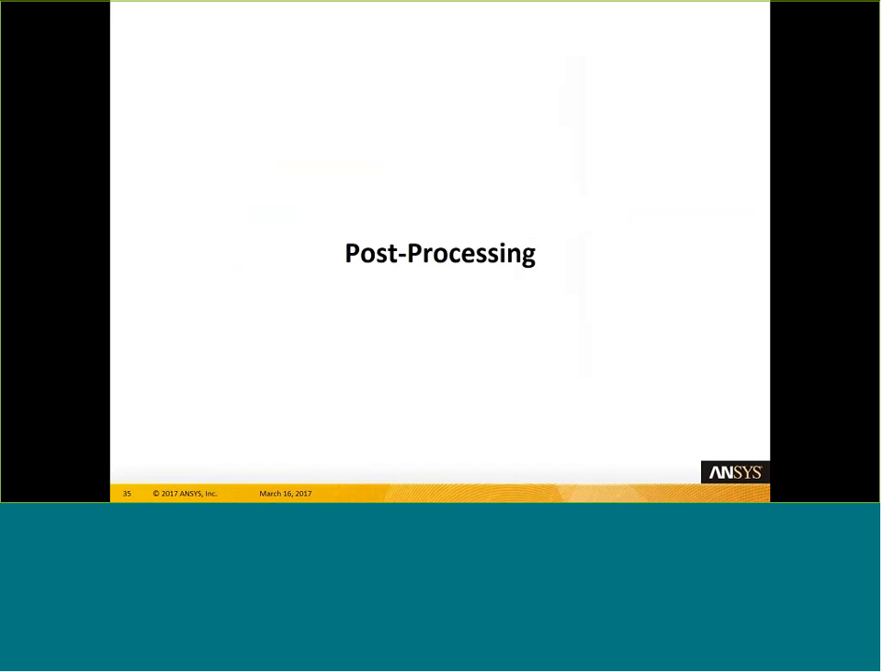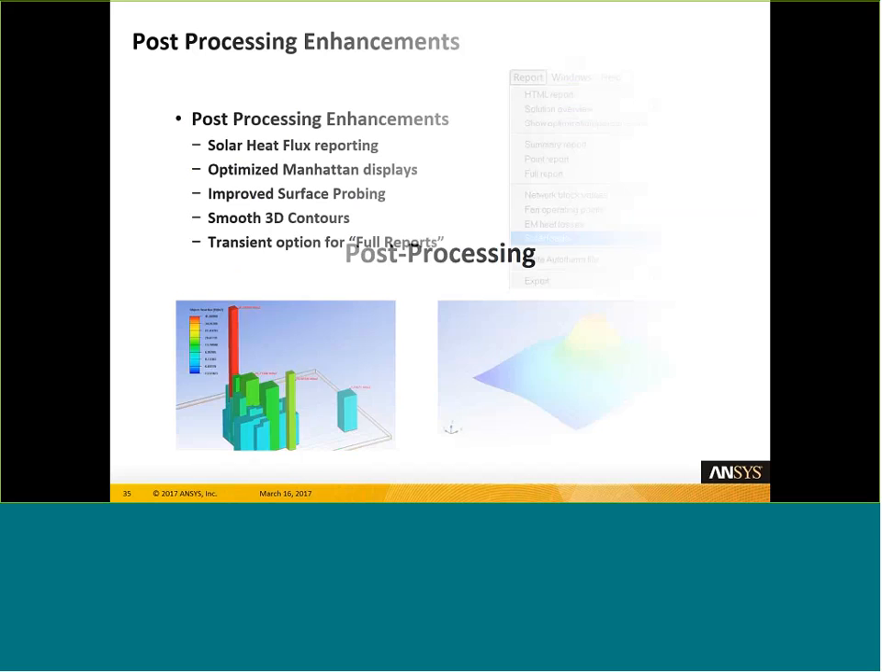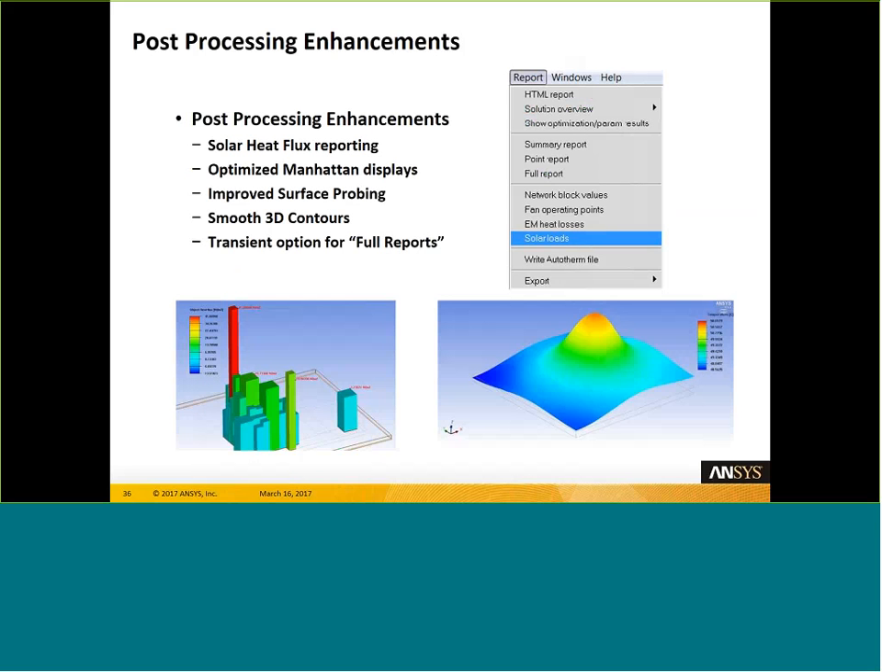Now I'll talk about post-processing enhancements in IcePack at release 18. There are a number of post-processing enhancements, and they're listed here. Solar heat flux reporting was implemented, and optimized Manhattan displays were improved. A Manhattan display is something you might create for a chip power map, as shown on the bottom left here. It allows you to see a 3D kind of image of the power map or heat flux or even temperature.